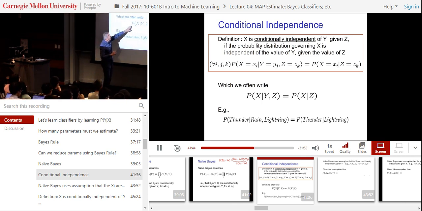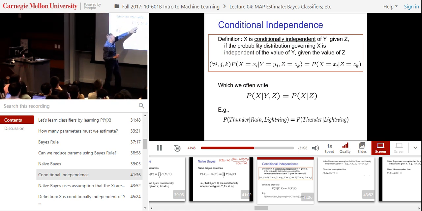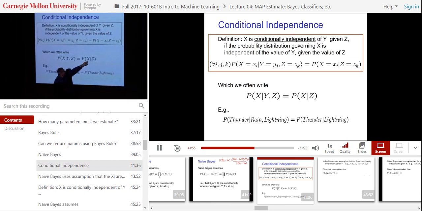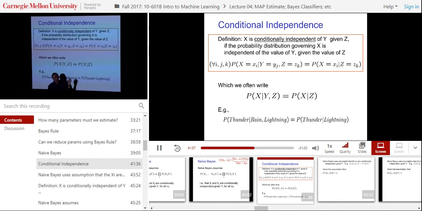I'll often write it this way. I'll say x is conditionally independent of y given z if the probability distribution on x given y and z is no different from the probability of x given just z. Or expanded out, in my, I think, more obvious notation, it is this. So for example, suppose I have 3 Boolean variables.